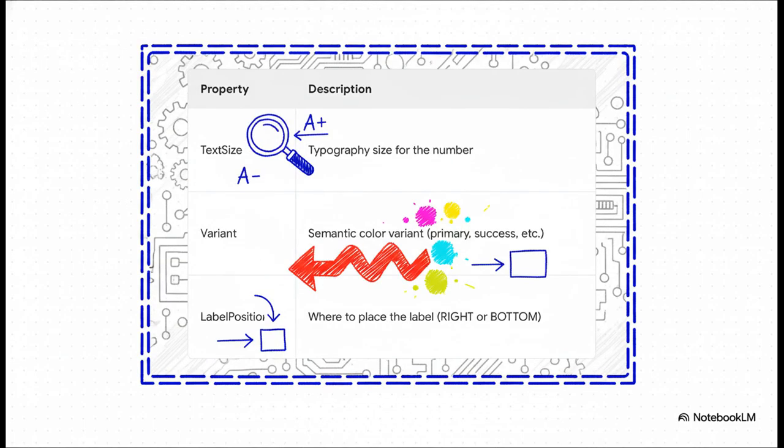And get this, while the container sets the overall style, you can still customize every single block individually. Say you want to make the seconds block a different color to draw a bit more attention to it. Easy, just change its color variant. You can also control the font size and the label position for each block, which gives you complete creative freedom.